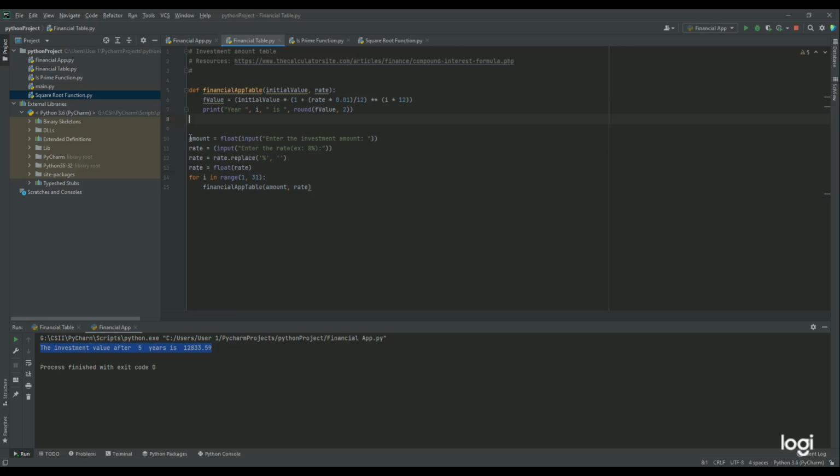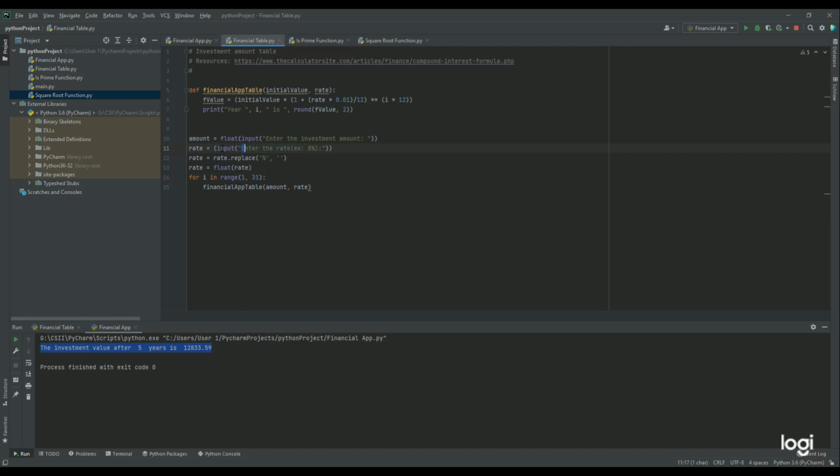So down here I added a couple of things. I added the input value for amount, which is what we are going to input. I put in here enter the investment amount, so it'll prompt us here shortly to enter that investment amount. It will also prompt us to enter the rate, which I have right here.